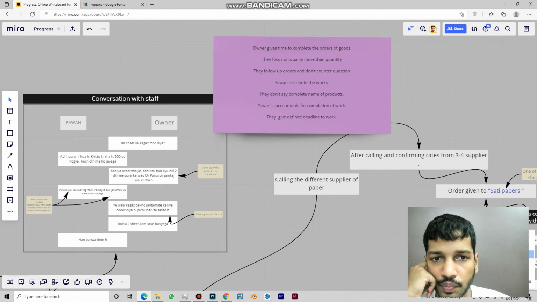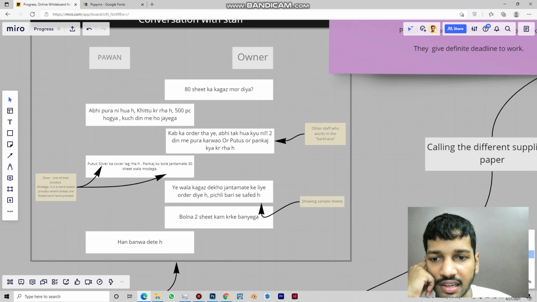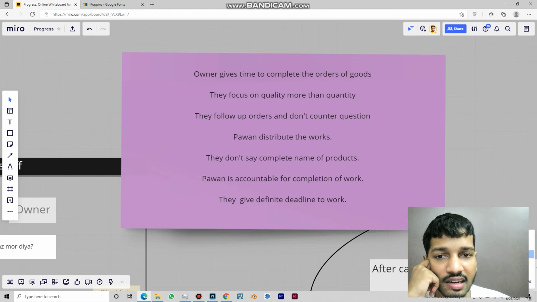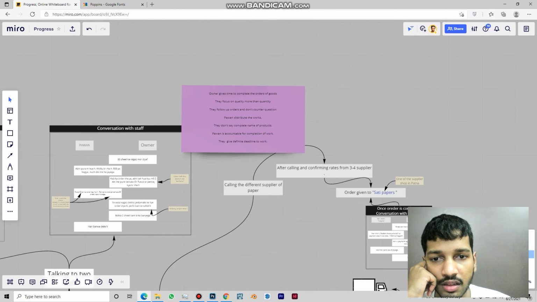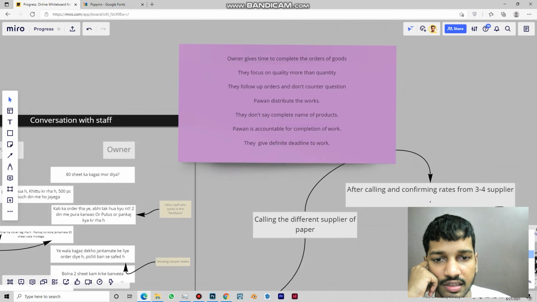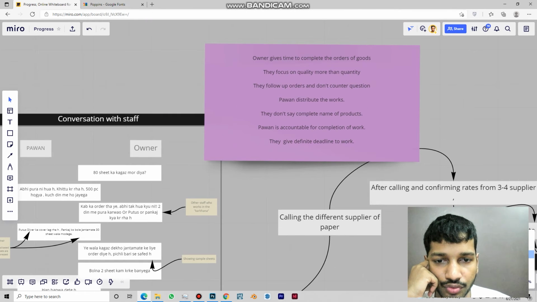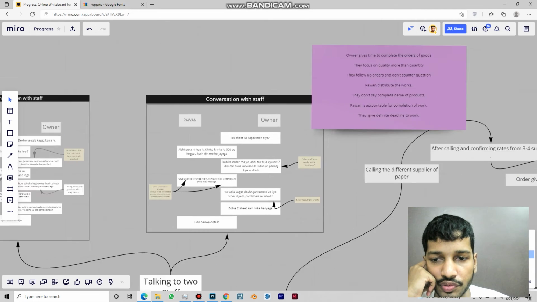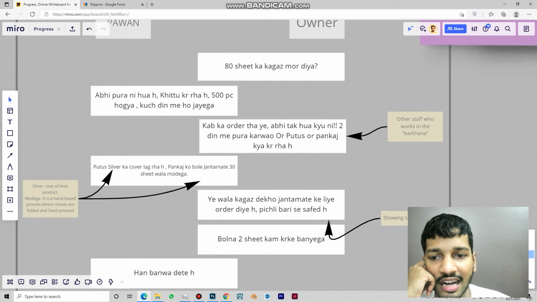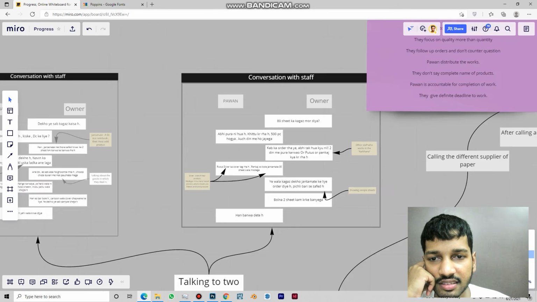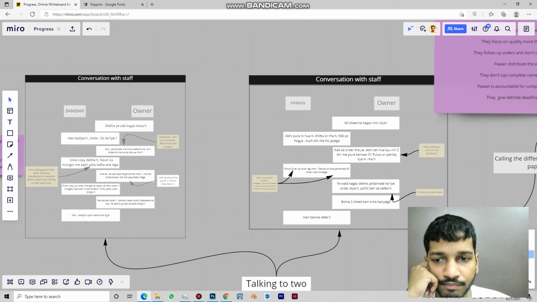Conversation with the staff. The owner said, yesterday's order was there, why has it not been done yet? Complete it in 2 days, get it done, and what is Pankaj doing? So the inference was the owner gives a time to complete the order. They give a definite deadline to work. Pawan is accountable for completion of work, since the conversation was happening between Pawan and the owner. The owner was asking questions. After reading these two conversations, these were the inferences.